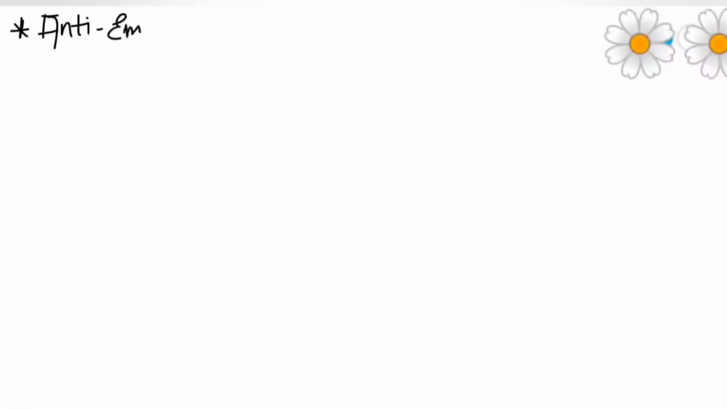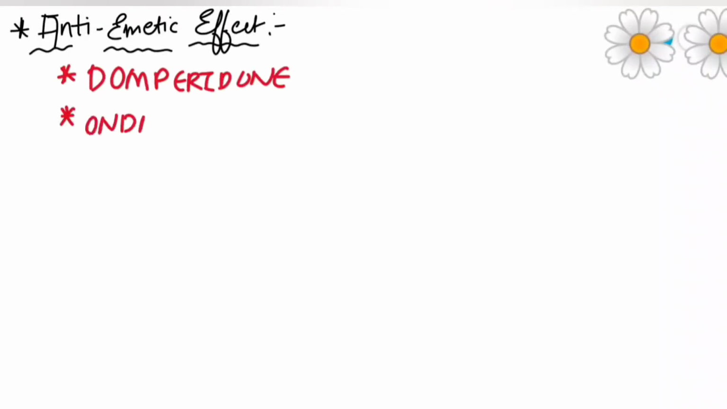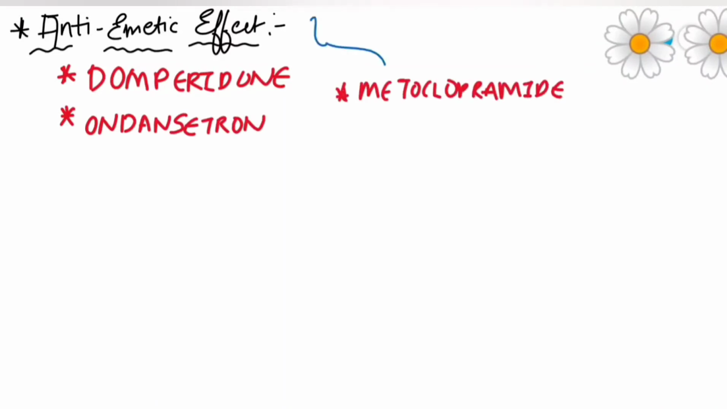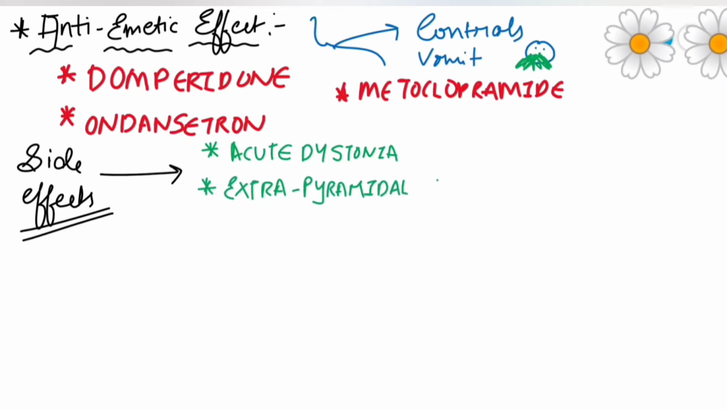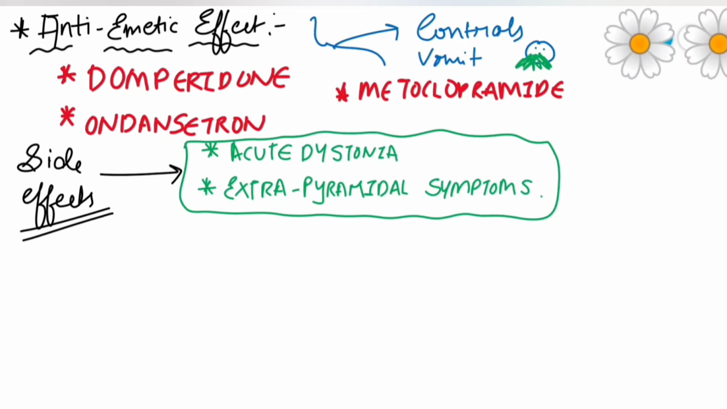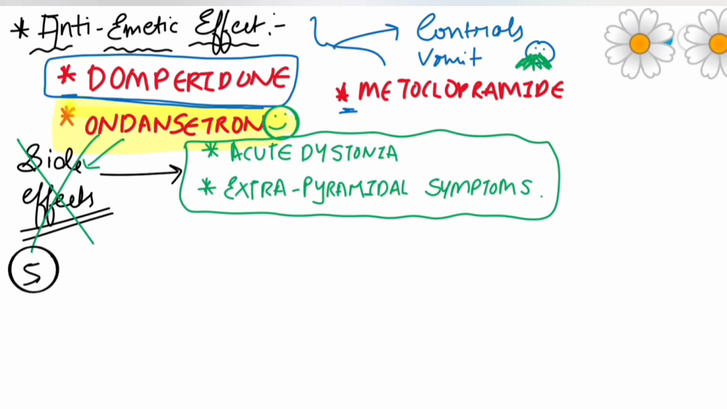The fourth one is the anti-emetic effect. Emetic means vomiting, so it tries to decrease your vomiting. Mainly domperidone, metoclopramide and ondansetron can be used here, which mainly try to control your vomiting. But the problem is they have a lot of adverse effects. Mainly they cause acute dystonia and extrapyramidal symptoms, also known as EPS. These are the main side effects of metoclopramide, and domperidone also has this effect. But the effects of domperidone are less compared to metoclopramide, whereas ondansetron usually does not have many side effects.